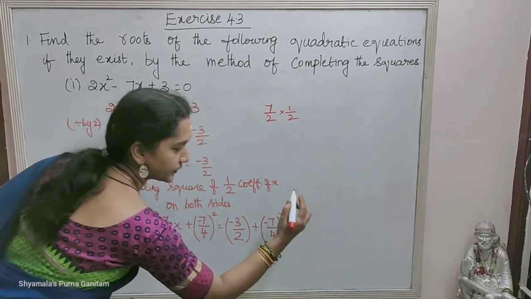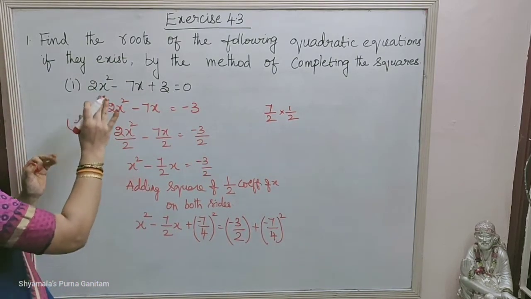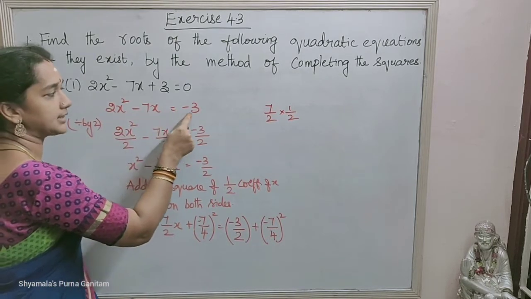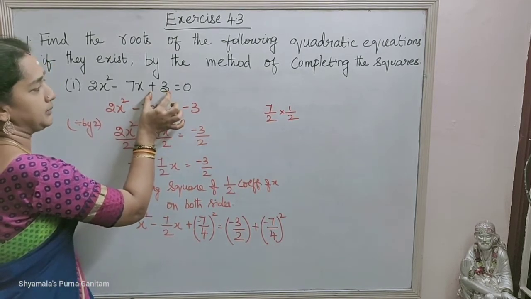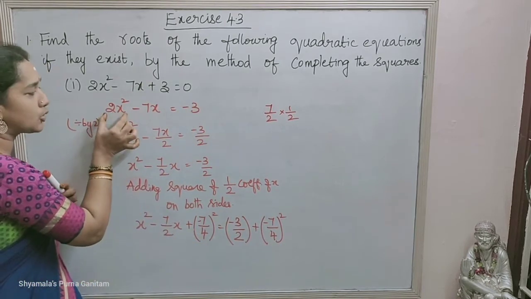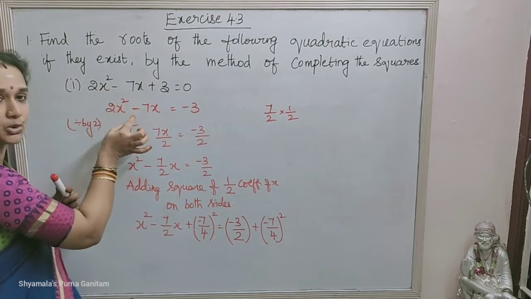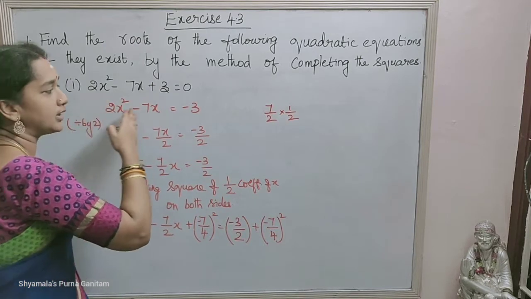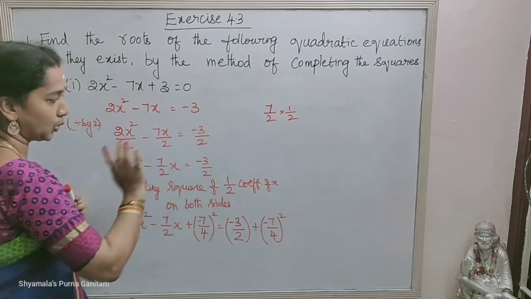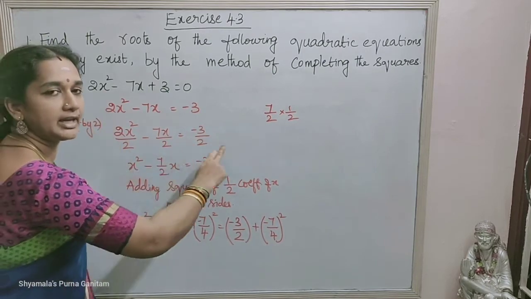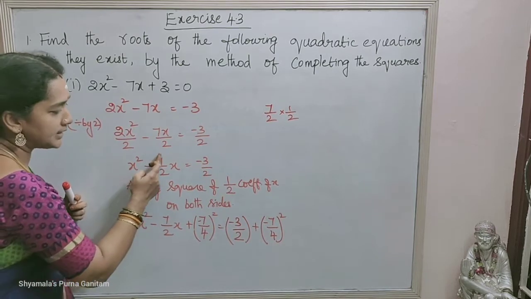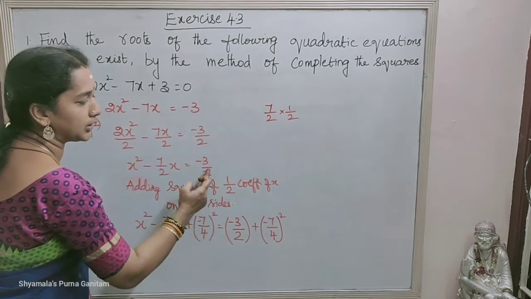So one more time I will explain. This is 2x squared minus 7x is equal to minus 2. That is, I am taking this constant term to the other side. Then, whatever coefficient you have for x squared, with that number you are dividing throughout. So, when I divide it by 2, I get x squared minus 7 by 2x is equal to minus 3 by 2.